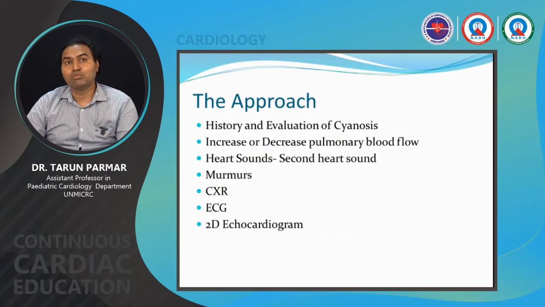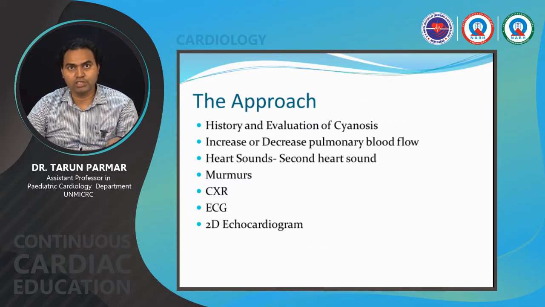So let's come to the approach. In the approach, we have to see history and evaluation of the cyanosis, then increased or decreased pulmonary blood flow. Then we have to auscultate the patient. We have to check the heart sounds, particularly the second heart sound. Then we have to look for the murmurs, and then evaluate the chest X-ray, ECG, and then 2D echocardiogram.